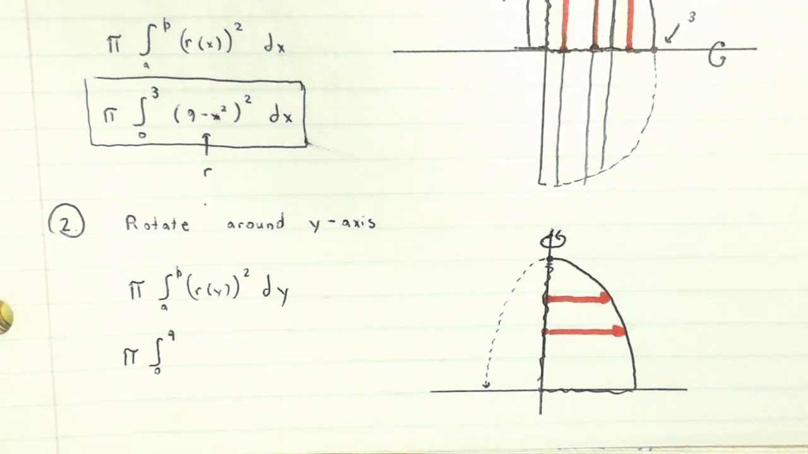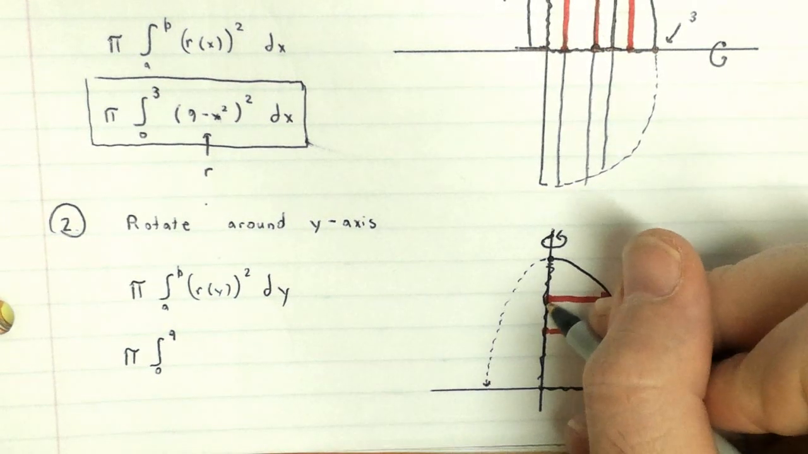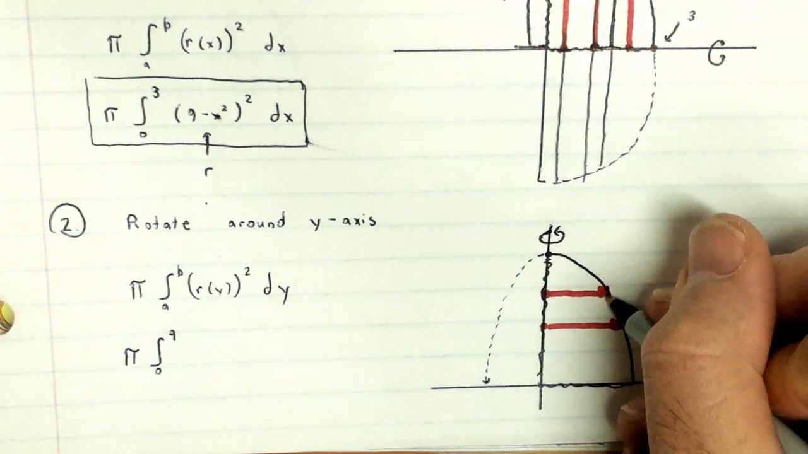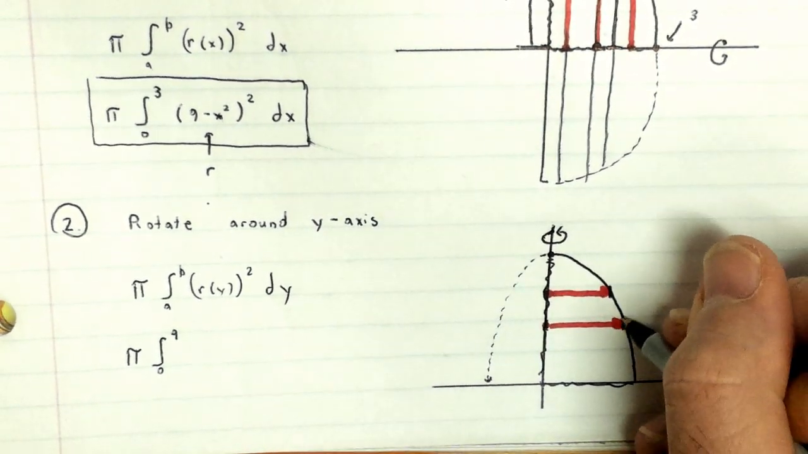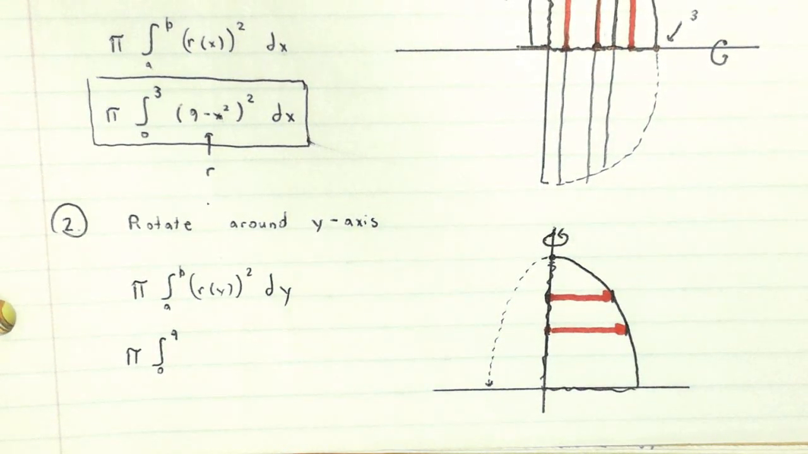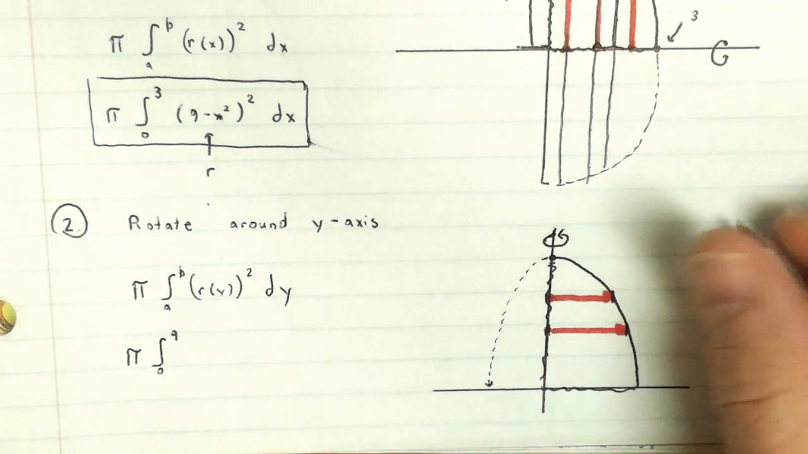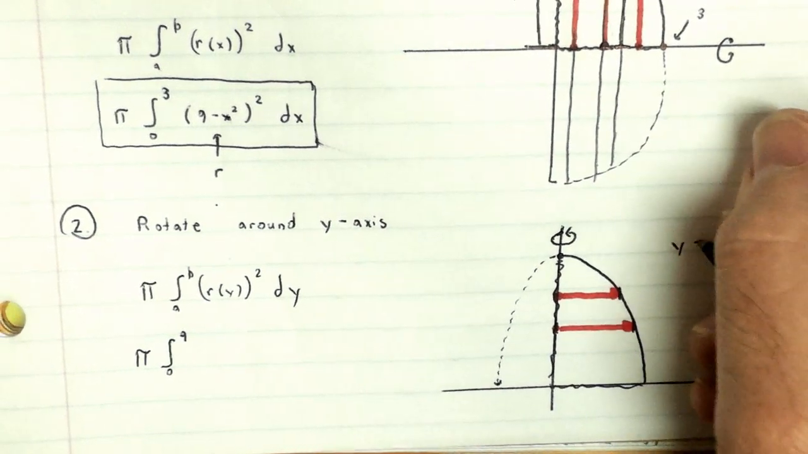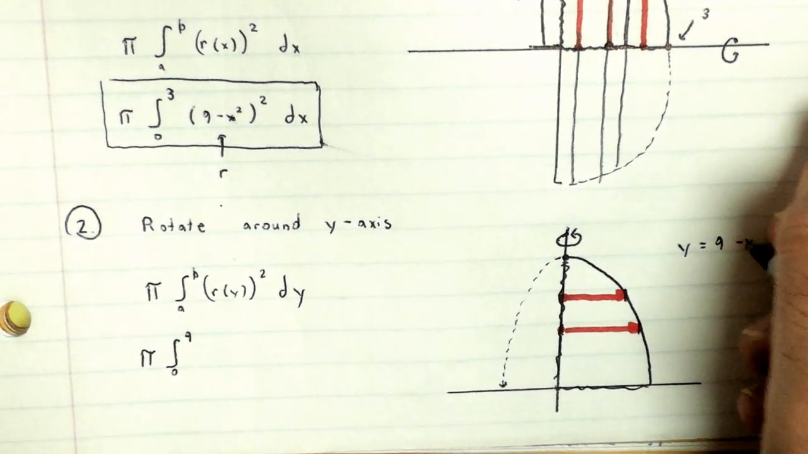Well, let's go through the same logic. One variable. What does this distance represent? That is the x value of the function. Do I have an equation that says x equals in terms of y? No, but I could rearrange the equation that I have. The equation I'm looking at is y is equal to 9 minus x squared.